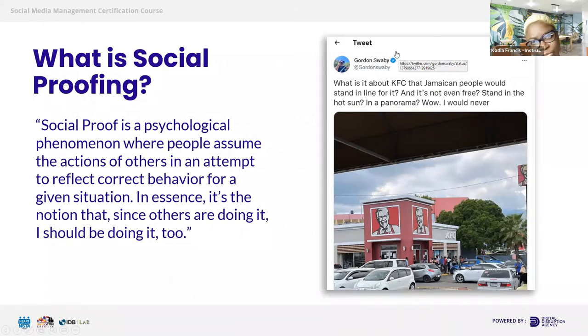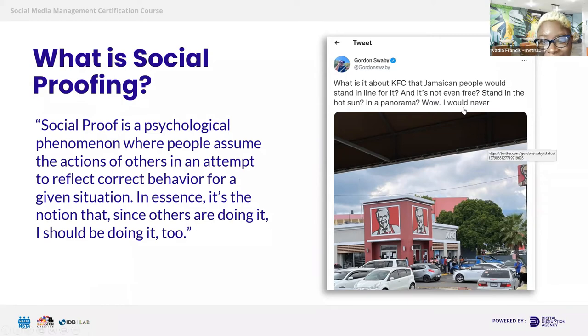Think about whether a brand that enjoys generational trust needs social proofing. Because all the proof you need that Jamaicans love KFC is that every time you pass a KFC, there's traffic. You know when a KFC is in the area, there's traffic.